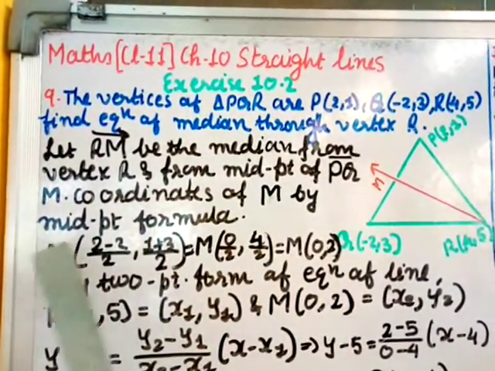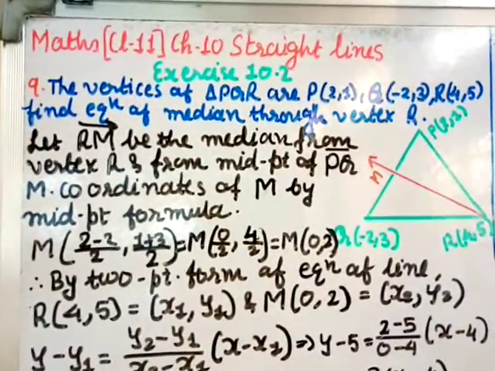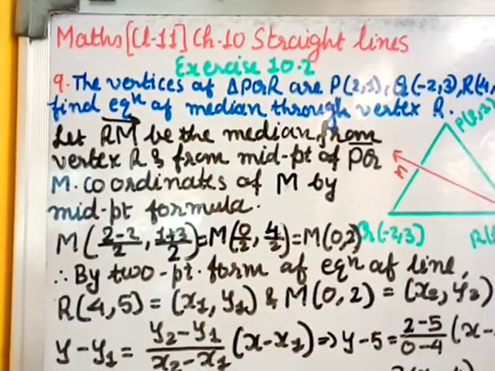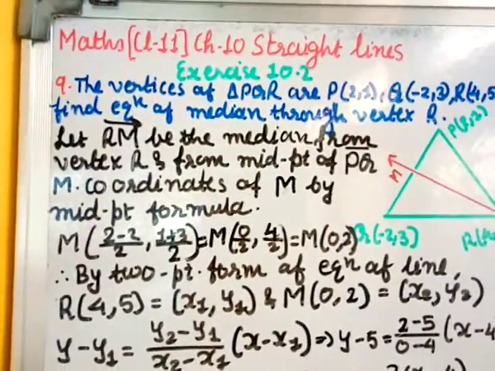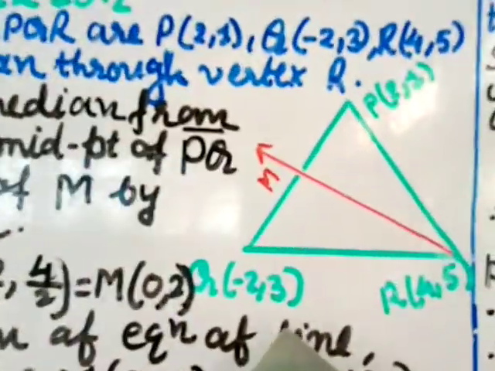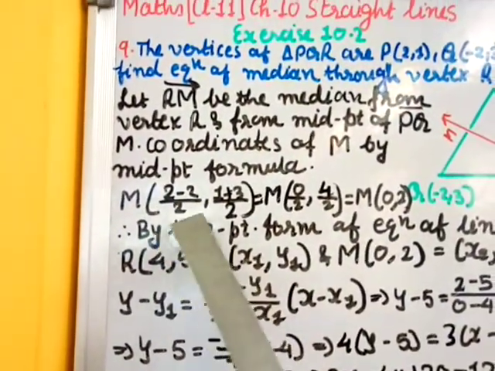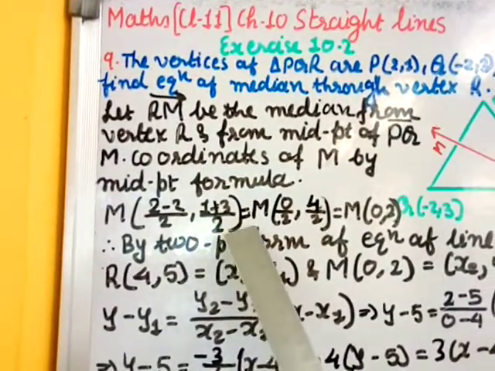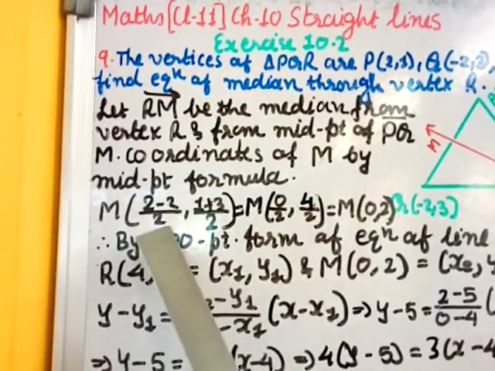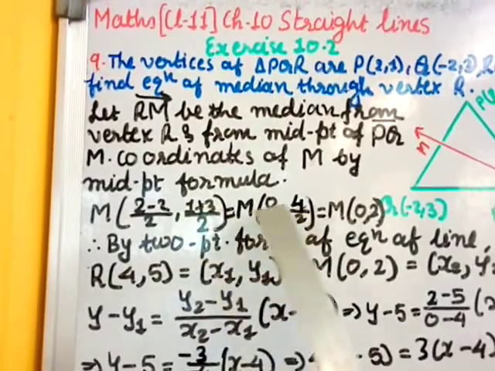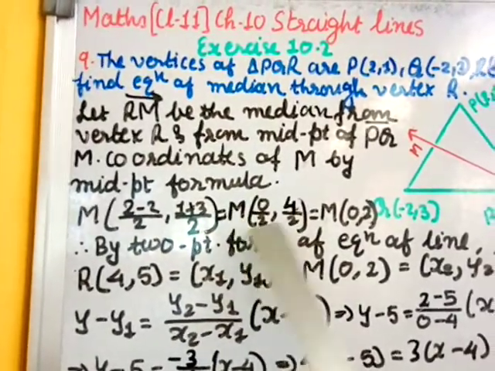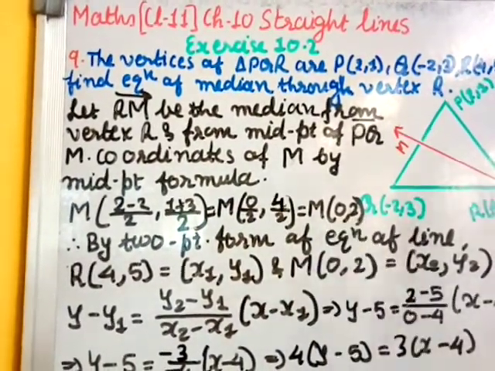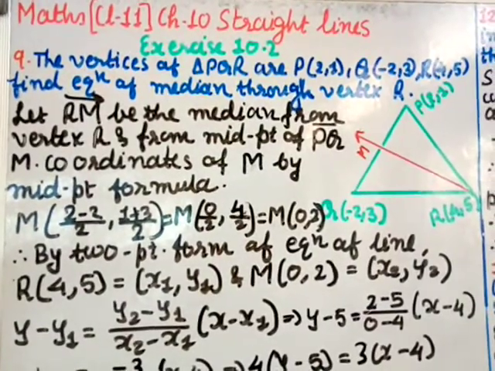Coordinates of M by the midpoint formula. The midpoint formula is ((x1 + x2)/2, (y1 + y2)/2). So this you call x1, y1, this you call x2, y2. I'll put directly. So M is ((2 - 2)/2, (1 + 3)/2) equal to 2 minus 2 is 0, divided by 2, comma 1 plus 3 is 4, divided by 2. 0 by 2 is 0 and 4 by 2 is 2. So that is the coordinate of point M.